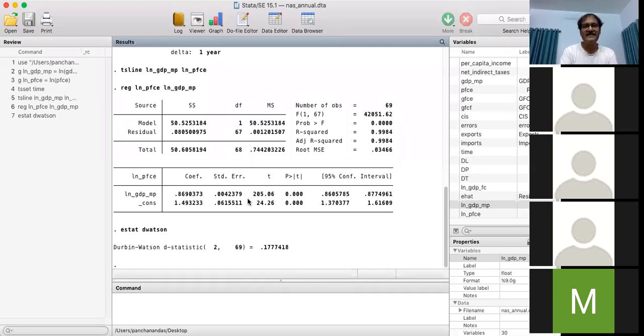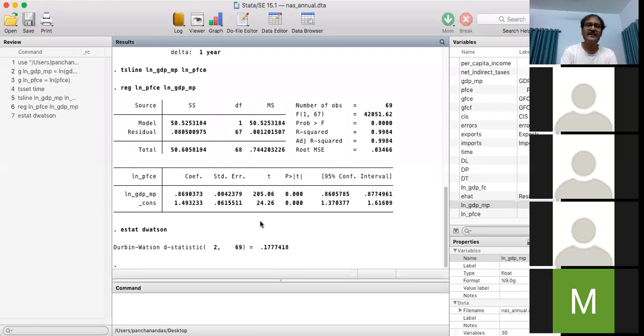So for that reason, we have to look into the relationship between two or more time series variables, not just by estimating the model by applying OLS. We have to consider so many things before estimating the relationship between them.